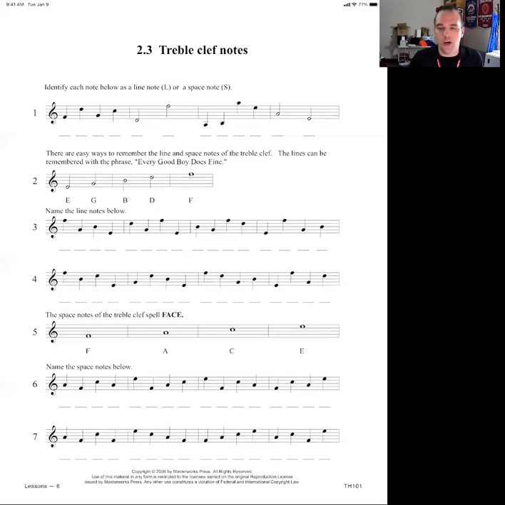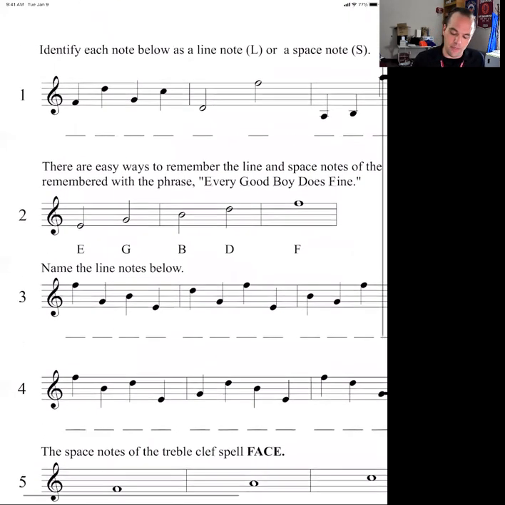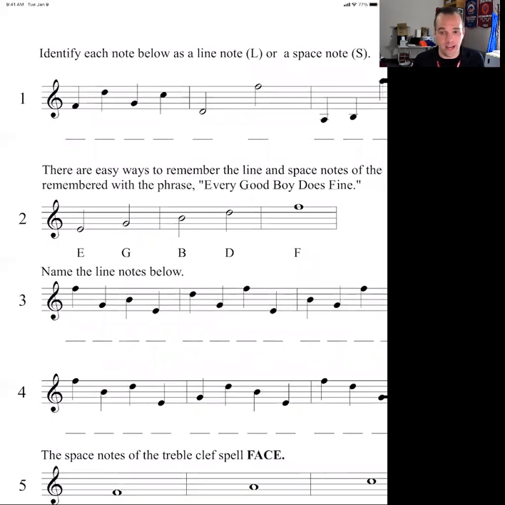So we know on this page right here where it says treble clef notes that if we have a note, it's either on a line or a space. And I'm sure we pretty much all know that the lines of the treble clef staff are E, G, B, D, F. Every good boy does fine. Even George Bush drives fast. Empty garbage before dad flips. Whatever you like. I've heard so many of them over the years, right?